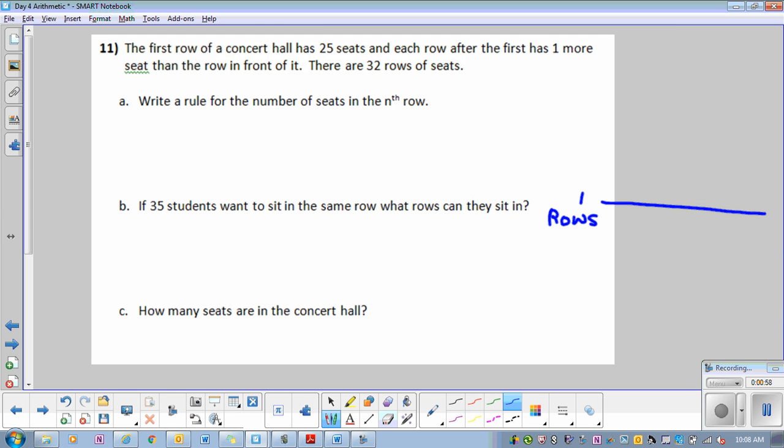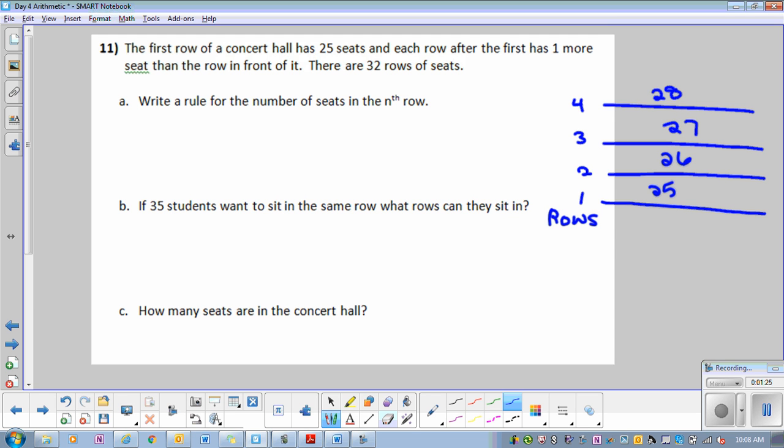How many seats are in row 1? 25. So then row 2. How many seats then? Well, look, it says each row after the first has 1 more than the one before. So then the next one has to be 26. And then the third one, 27. And then the fourth one, 28, and so on. How many rows did they say there are? 32 rows. Okay, so there are 32 rows here. Who knows how many seats there are in 32, and we'd have to keep adding up, right?